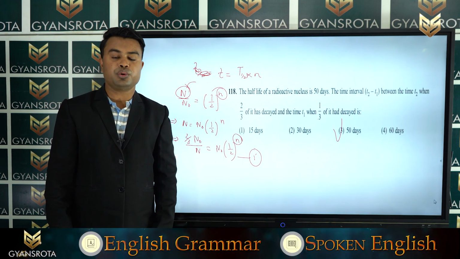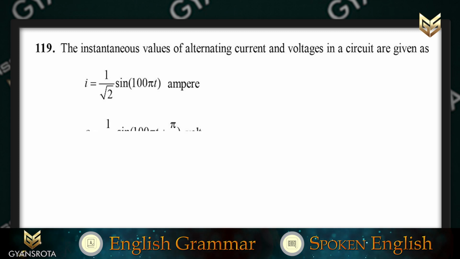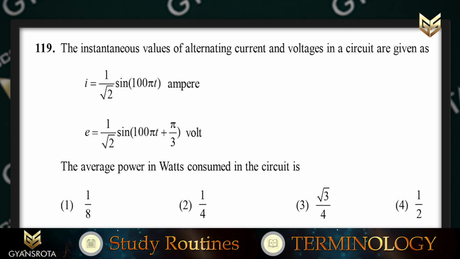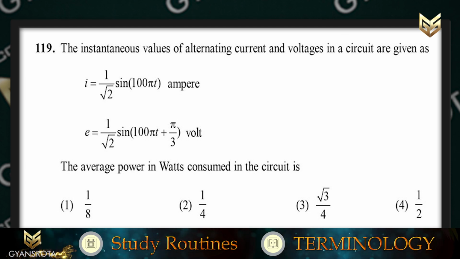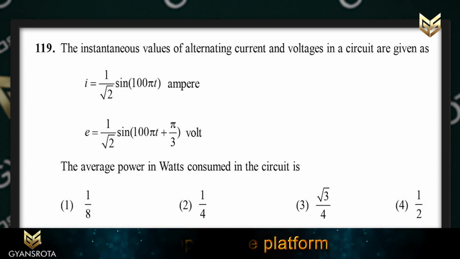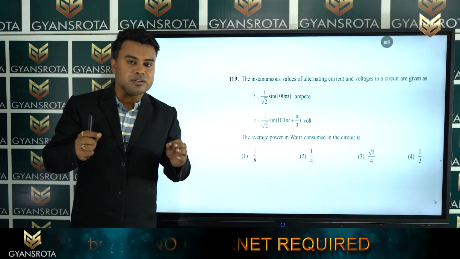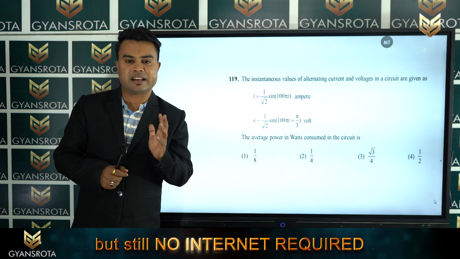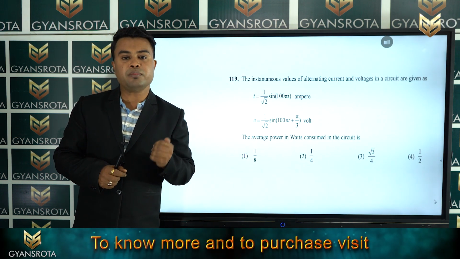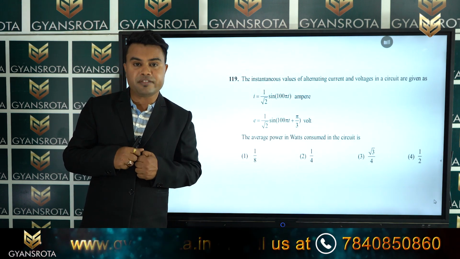Now let us move to the next question, that is question number 119. The instantaneous values of alternating current and voltage in a circuit are given by I equals to this value and EMF equals to this value. So the average power in watt consumed in the circuit will be how much? How do you know which chapter this question is from? From the expression only we can say that the question is from the chapter alternating current of class 12. And the topic is average power.